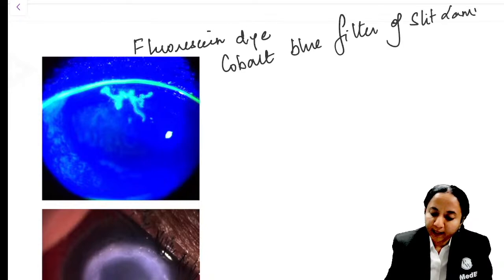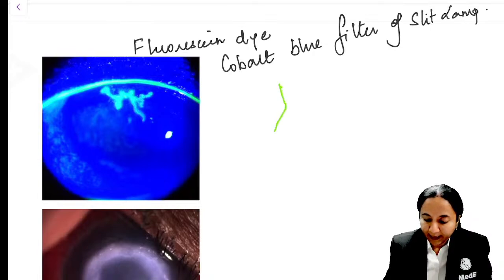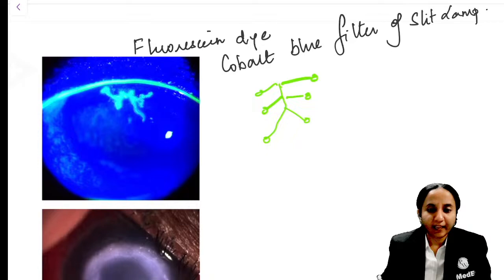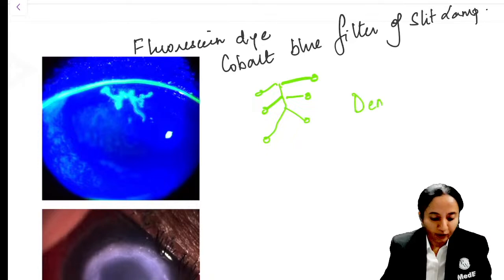So here, what is the ulcer that you see? You see an ulcer like this. See, there is an ulcer like this. And then this branching ulcer, the ulcer looks something like this. So what is this called? This is not yet geographic. It is more in the dendritic stage. So it is a dendritic ulcer.